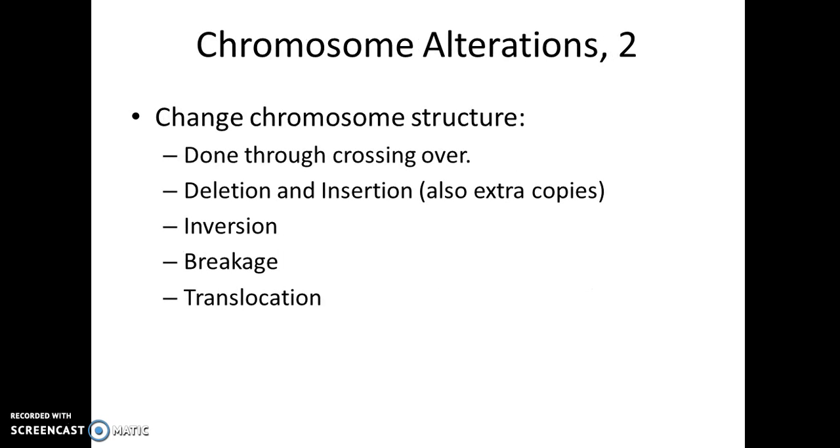Or you could have problems with the chromosome structure, and this is done through crossing over. You can have deletions and insertions, also extra copies with unequal crossing over. Inversion, remember, a piece of the chromosome can flip around and join. Breakage, it can break out, start crossing over and just be lost. Or you can have a translocation, where that lost piece joins with a non-homologous chromosome. So you can alter the chromosome number as well as the chromosome structure.